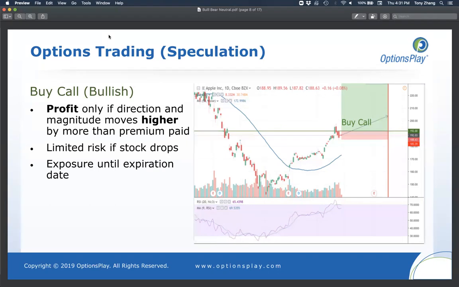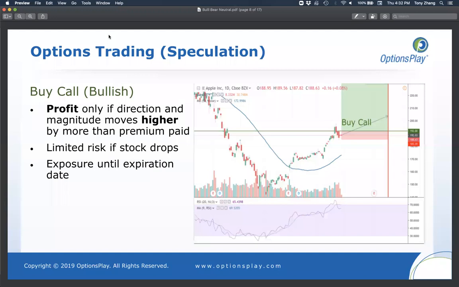What I really want to talk about is the fact that the flip side to that is that if the stock was to drop, you have limited risk, because whatever you pay for that call option, that's the most you will lose. Unlike if you buy Apple stock at 189, if the stock goes down to zero, you lose $189 a share. That's a lot to risk, especially if you think the stock's going to go up to, let's say, 200 or 210. And lastly, option strategies only give you exposure until the expiration date.